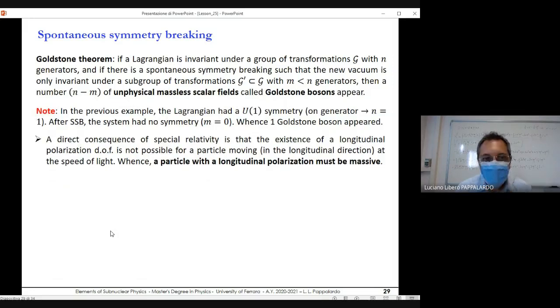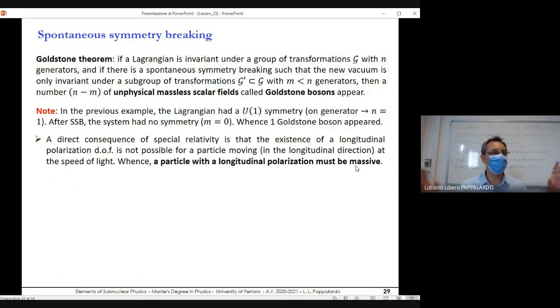Now, as I was mentioning in the very first slide today, or second slide, I don't remember, a direct consequence of special relativity is that the existence of a longitudinal polarization degree of freedom is not possible for particles moving at the speed of light, like the photon. The photon cannot have a longitudinal polarization degree. Therefore, a particle with longitudinal polarization must be massive. This is a fundamental concept that I already gave you before.